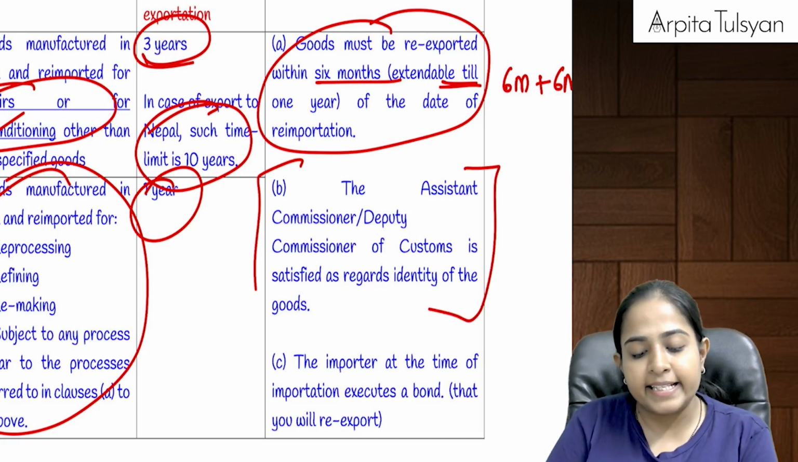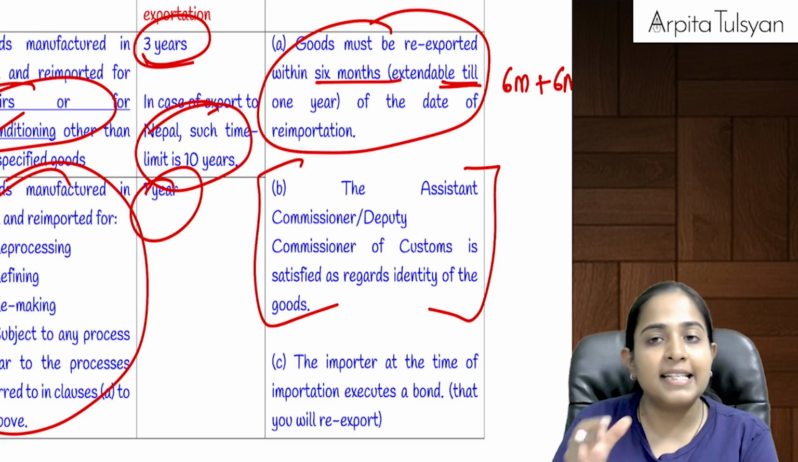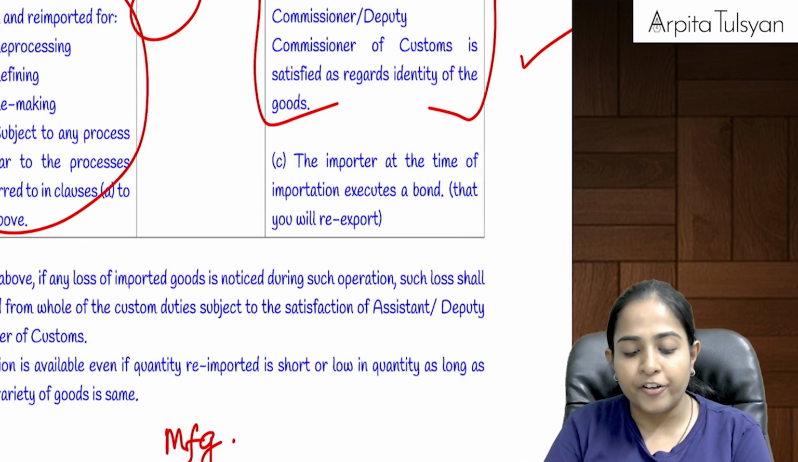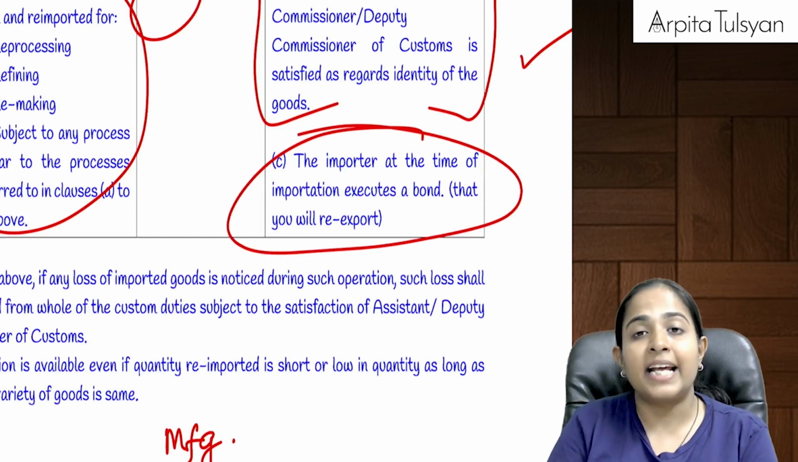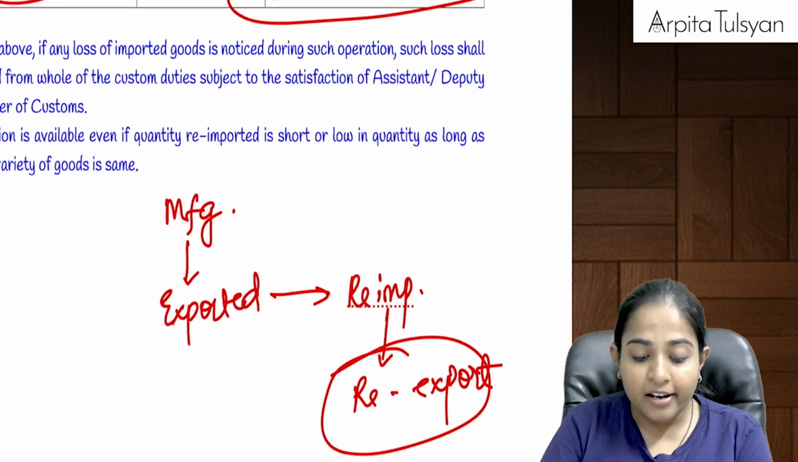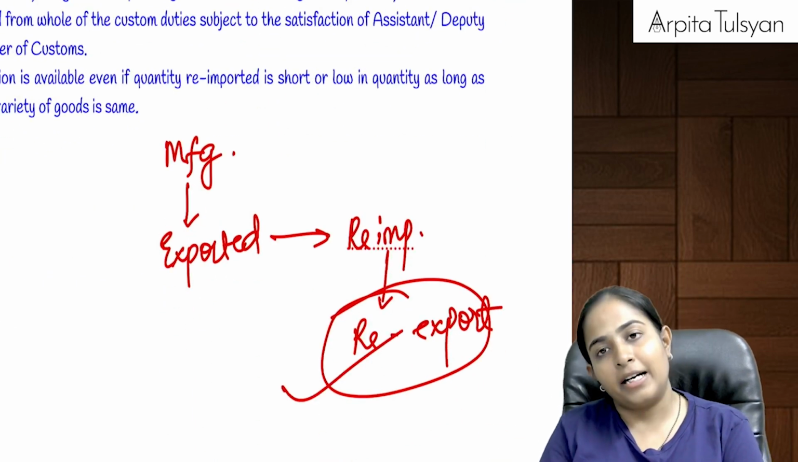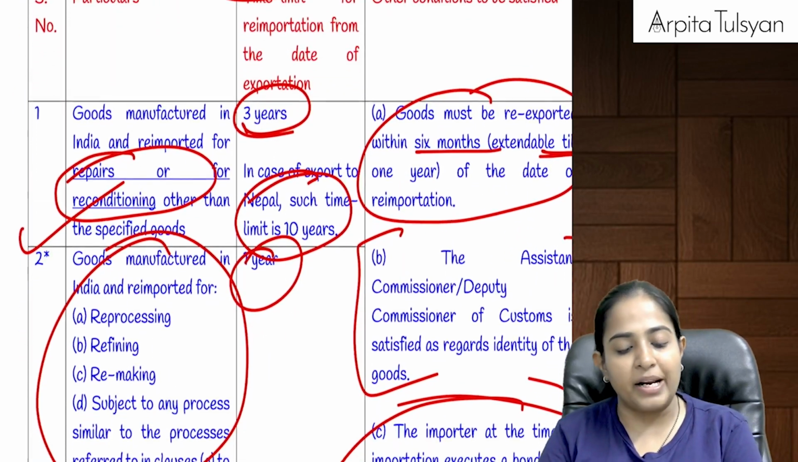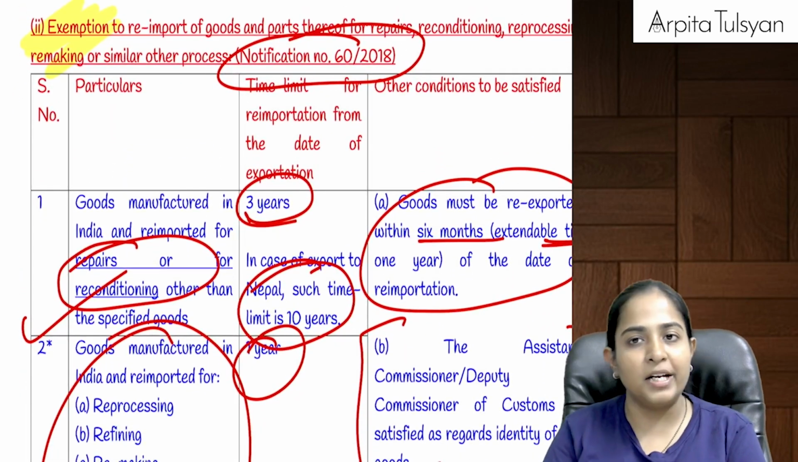Yes, the ACDC of customs should be satisfied that these are the same goods which had come to India and the same goods which are going out of India. And the exporter, at the time of importation, will have to sign a bond that he is, for sure, going to re-export it back to the other country. Okay, if all these conditions are fulfilled, then you can take the benefit of notification number 60/2018.